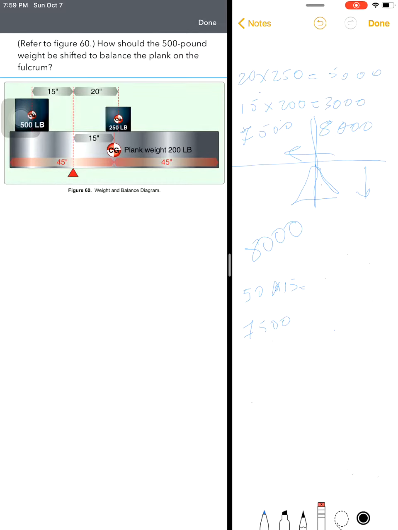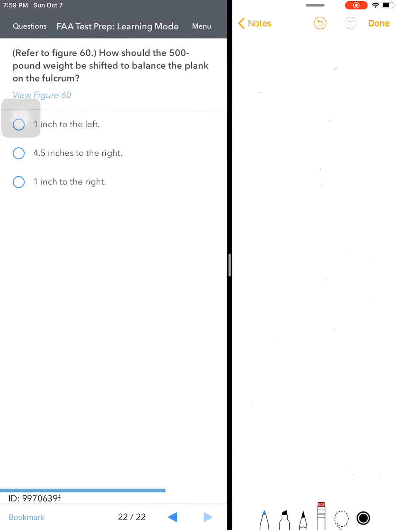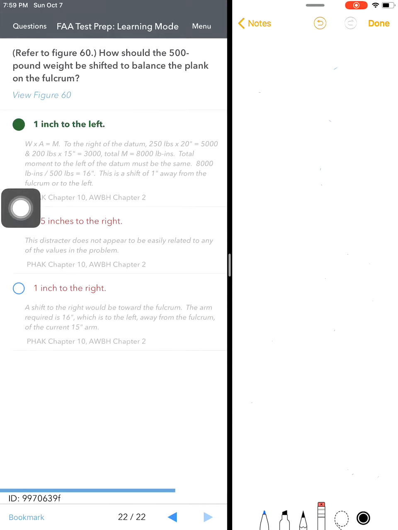Clear all this up, and then it says 1 inch to the left, 1 inch to the right, 4.05. So we know that's 1 inch to the left. Bingo. Alright, I hope you guys enjoyed the video.